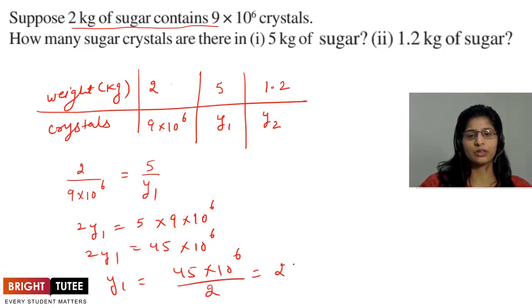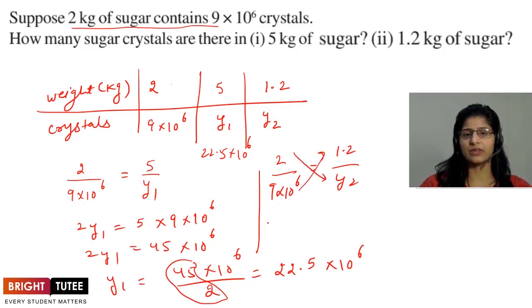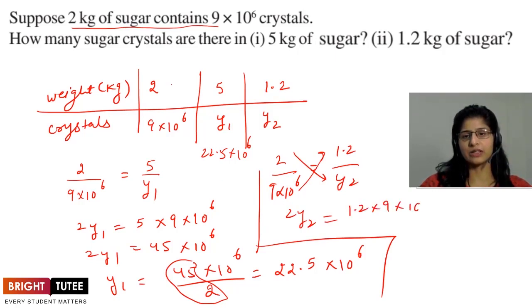2 2s are 4, 2 2s are 4, 2.5. So 10 to the power 6 will remain as it is. You just have to solve it. Right, so you get 22.5 into 10 to the power 6. In the second case, when you have to calculate y2, you will write 2 upon 9 into 10 to the power 6 is equal to 1.2 upon y2. So again you can solve it like this. So what you will write? You will write 2y2 is equal to 1.2 into 9 into 10 to the power 6, right?